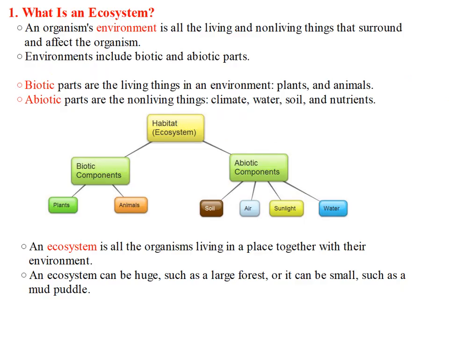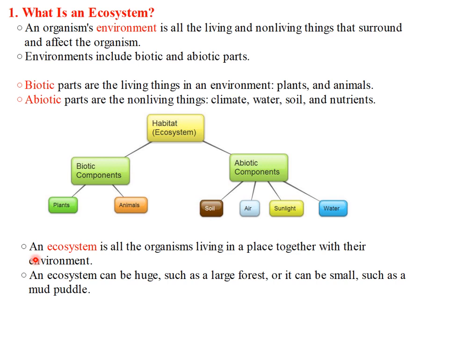First of all, let us start by learning what is an ecosystem. But before, let us give a definition to the word environment. An organism's environment is all the living and non-living things that surround and affect the organism. You are surrounded by many things that make your environment suitable for you to live in. Environments include biotic and abiotic parts.